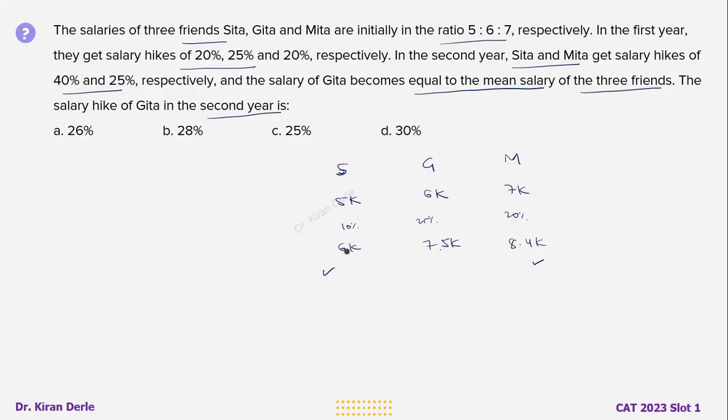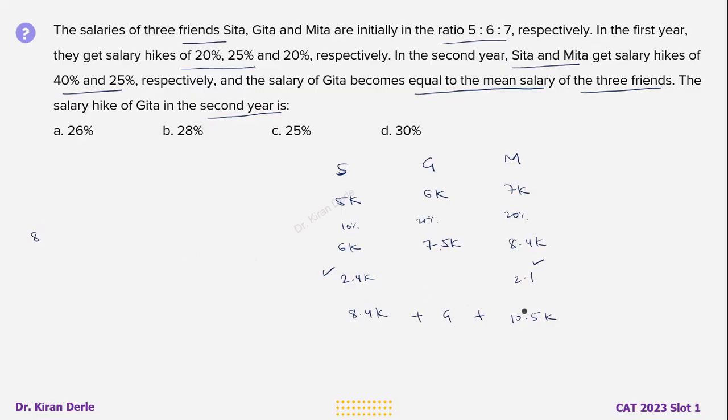So it is 40% of this, 2.4k. So it will become 8.4k. And 25% of this is 1/4 of this, 2.1. Yes, 2.1 hike. So it will make 10.5k. Fine. We do not know what is the value of Geeta, but we know one thing: the value of Geeta becomes the average of these 3 values.